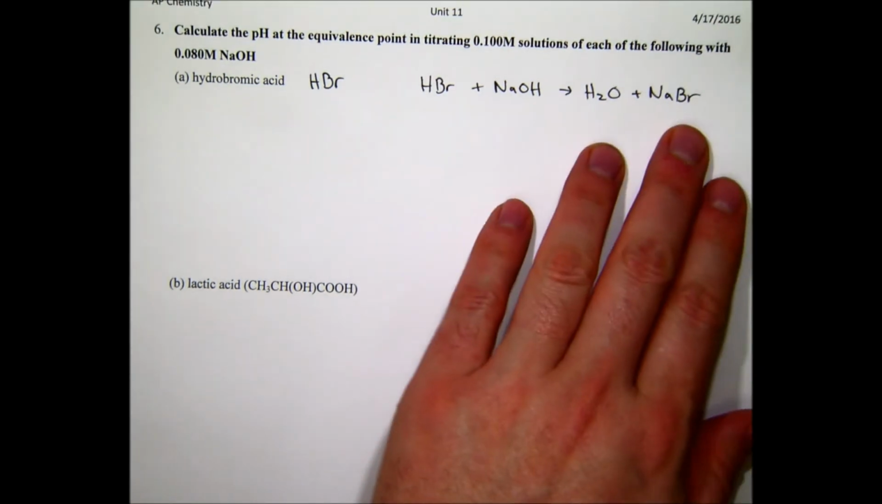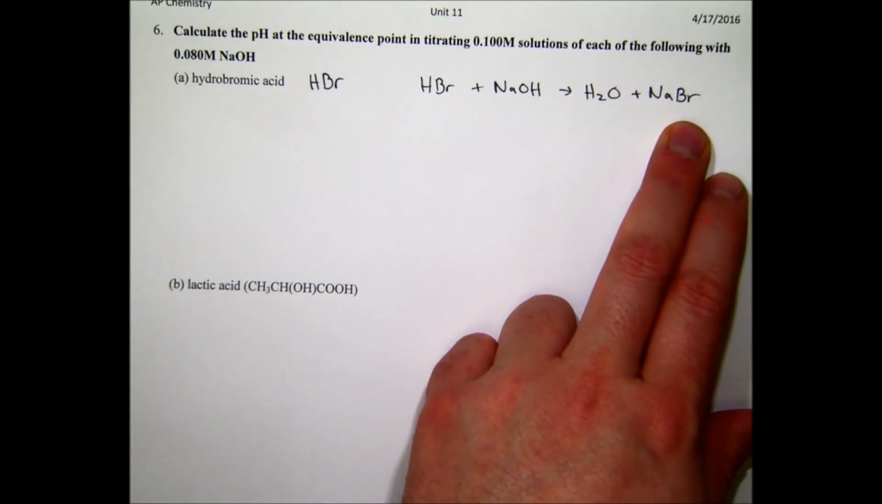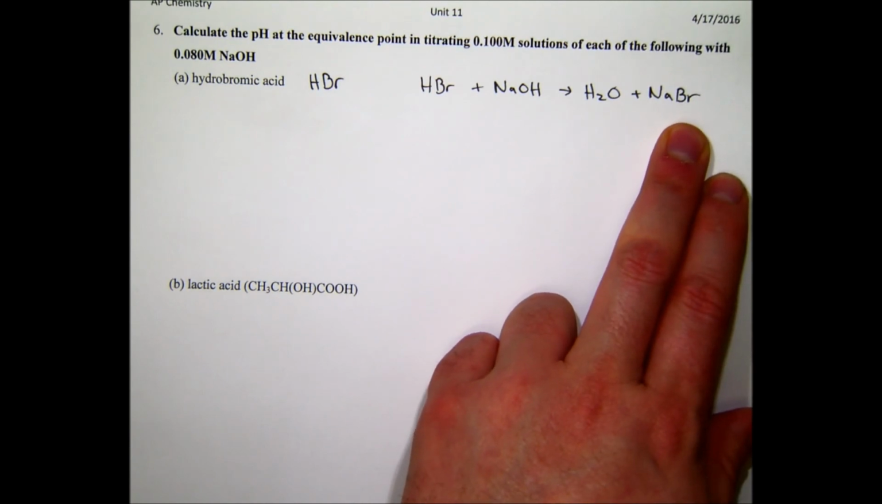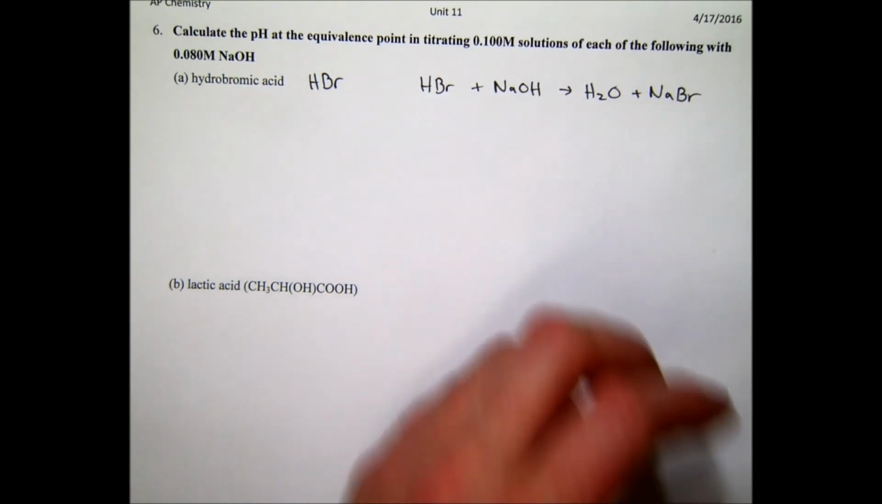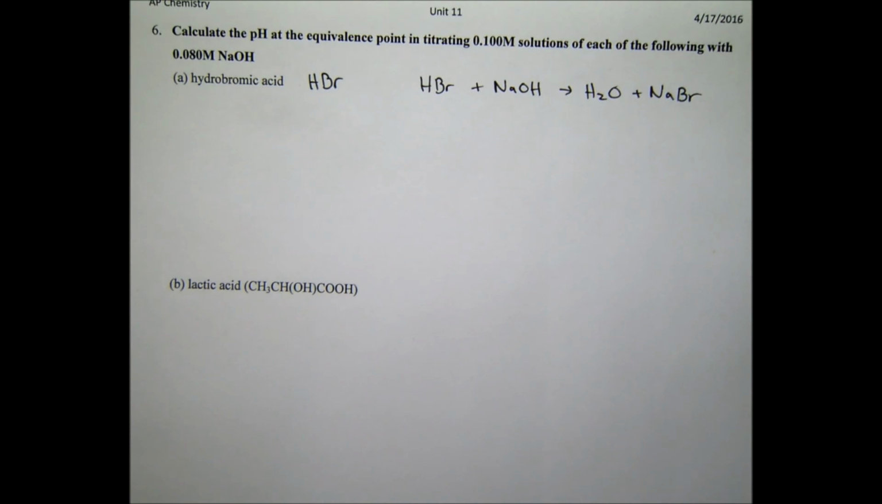We know that bromide is a conjugate base of a strong acid, so it's not going to affect the pH. And we know that sodium is an ion of +1, a very small ion with a very low effective nuclear charge, so it's not going to do much as far as becoming a Lewis acid. So the pH here is basically going to be 7. We know that before we even do any calculations.